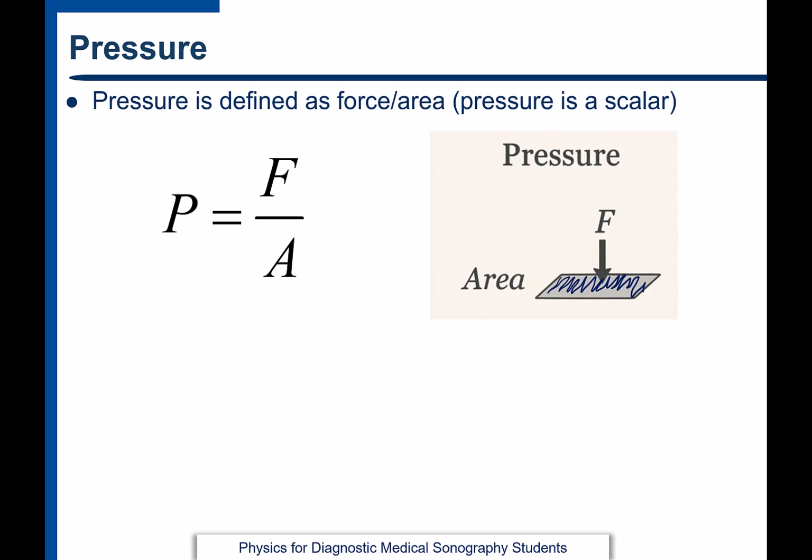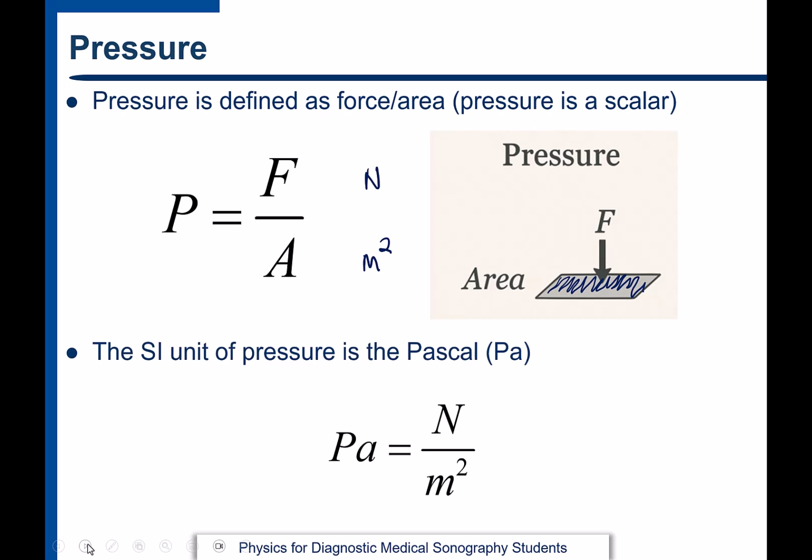But let's look at the units of pressure. We can see that force has units of newtons, and area has units of meters squared, and that would show us that the units would be newtons per meter squared. We define the SI unit for pressure to be the Pascal. So 1 Pascal is 1 Newton per meter squared.